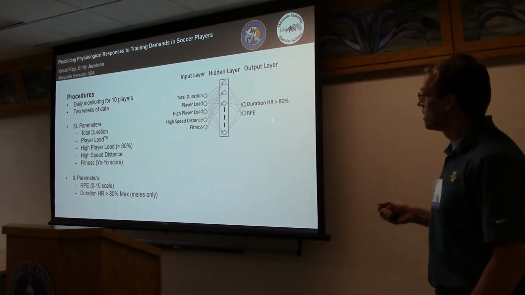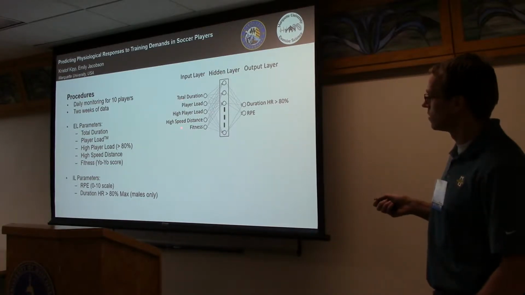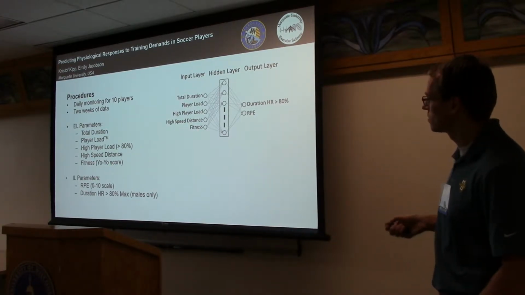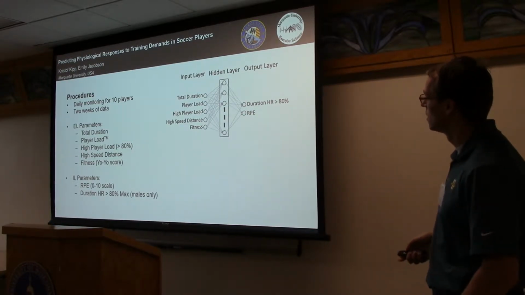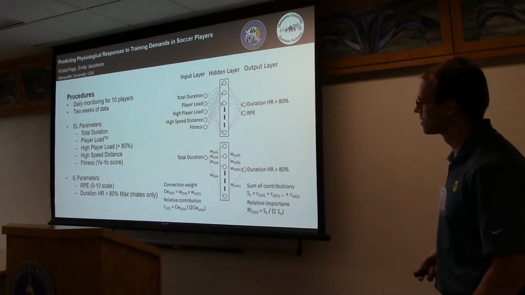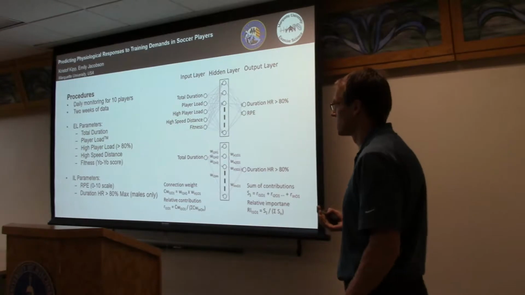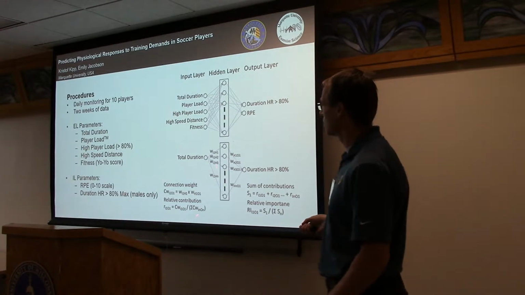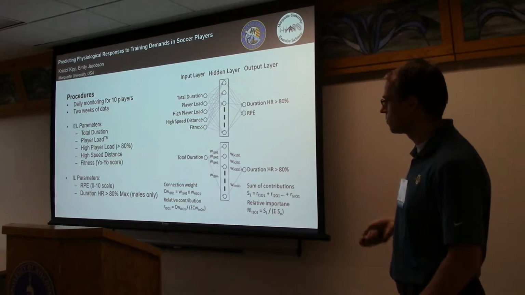In our basic feed-forward network model, we just had an input layer with these 5 external load parameters, and we're trying to model or map these input variables onto those outputs. Something that we also did here is we were interested in what's the relative importance of each of these inputs with respect to predicting these outputs.